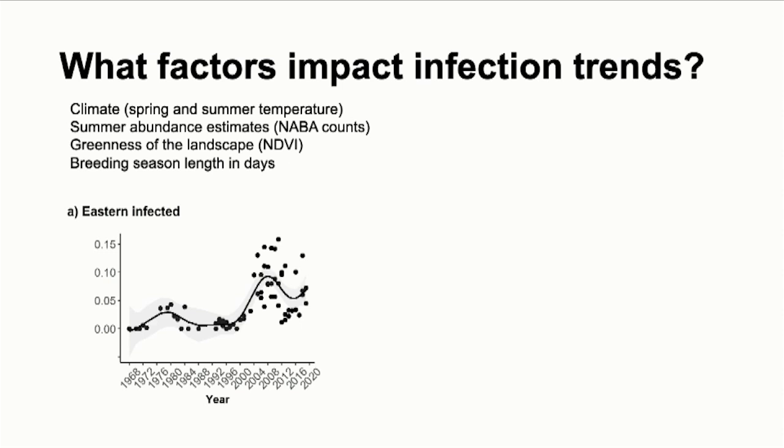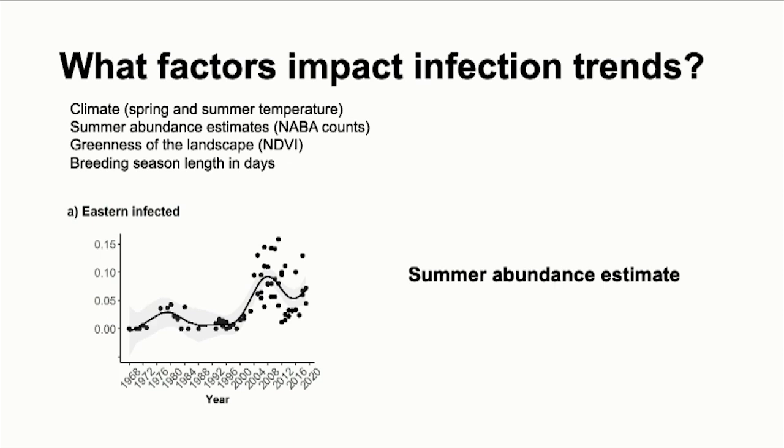And so here I am showing you the same data I showed you earlier, but now I have changed my y-axis. So over time, since the 1960s, this is the Eastern population infection rates. And as you can see, over time, it has increased from nearing 0 to 15% over the last 10, 15 years. And when we did some fancy statistics and we included all of these factors that I just mentioned into our analysis, the only thing that came up as having an impact on infection trends was summer abundance estimates.